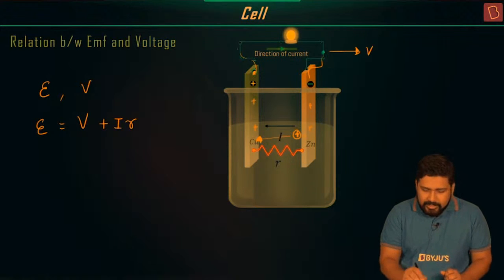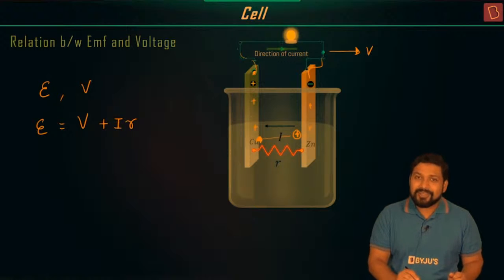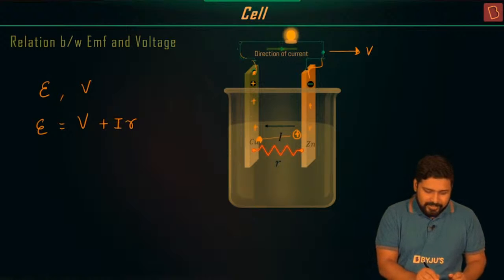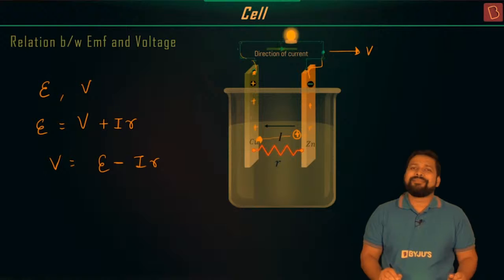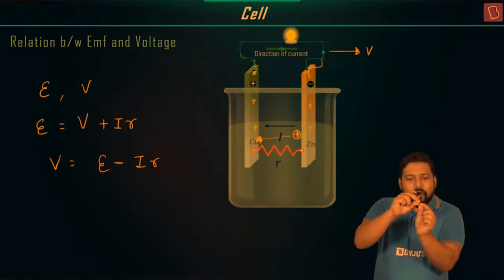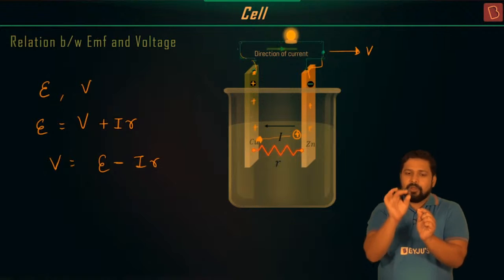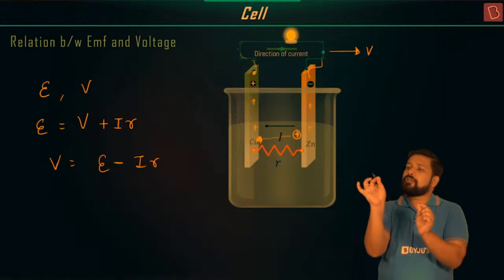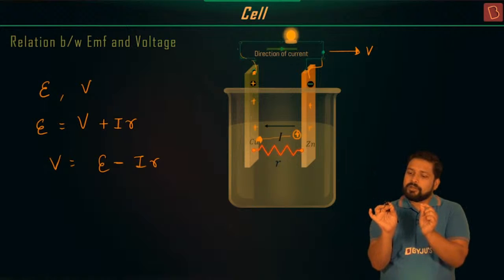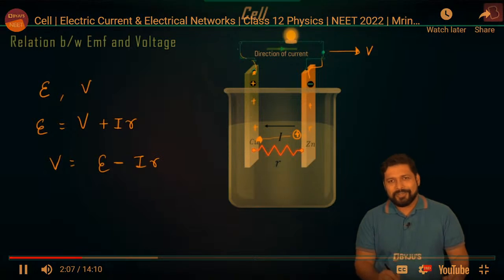So you can clearly see that while discharging, the value of the EMF is greater than the value of the terminal potential when the battery is getting discharged. So you can write V is equal to E minus I times R. Okay, did you get this? The total work done from this point to this point is EMF. Work done from this point to this point is V.